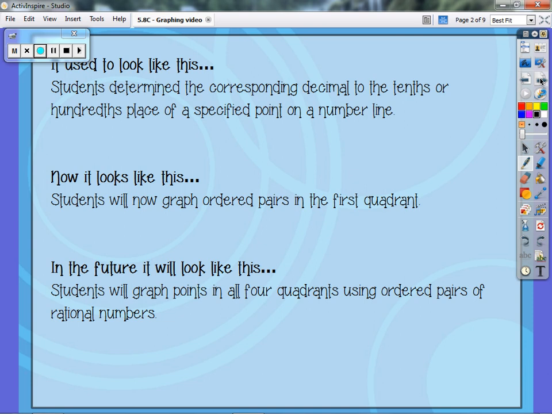It used to look like this. In fourth grade, students determined the corresponding decimal to the tenths or hundredths place of a specified point on a number line.